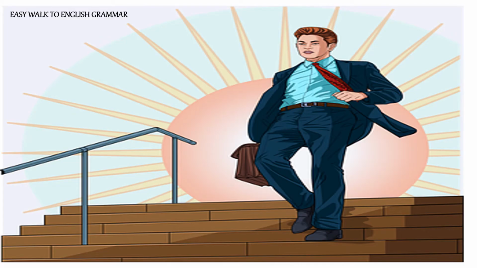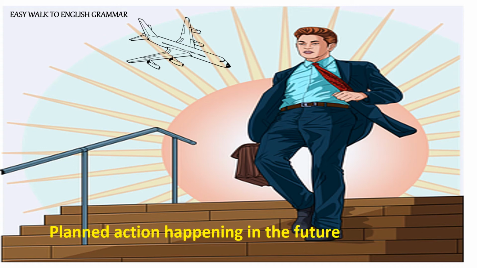Imagine that man has to take a scheduled flight to his hometown. Then he cannot do that action without planning, because he has to get a ticket, a flight ticket. He has to pack his luggage. Everything should be planned. So this future action is a planned action. It's clear here. We are discussing an action that is planned and is going to happen in the future.